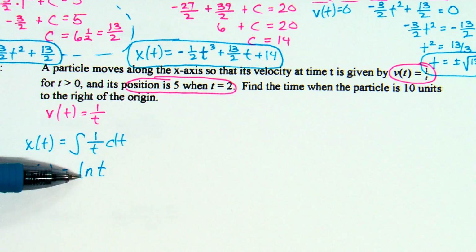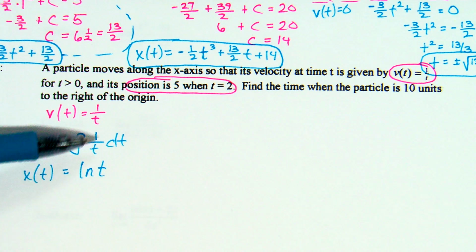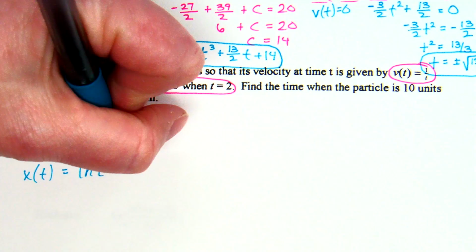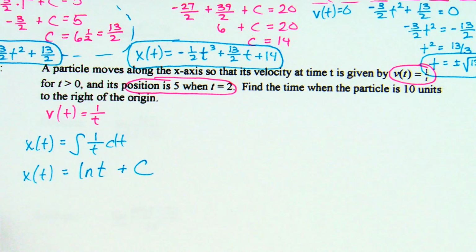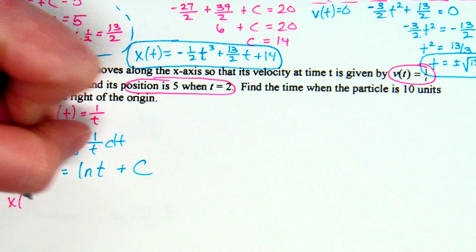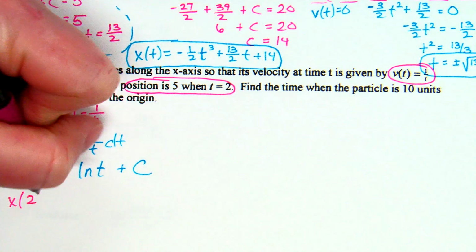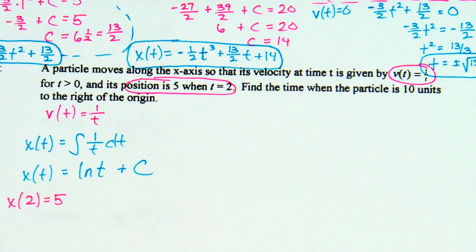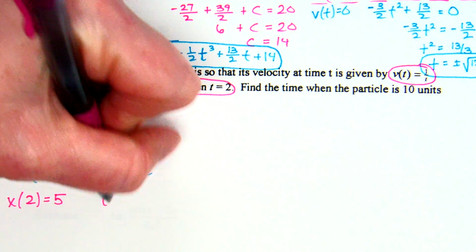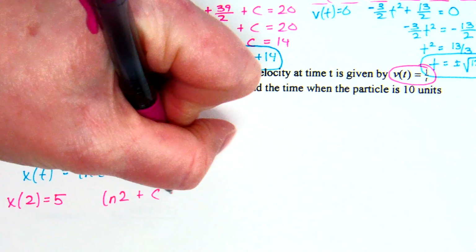You should know the derivative of natural log of t is 1 over t. So the integral of 1 over t is natural log of t. And of course, I didn't write it on there yet. Plus c. What are we provided? The position is 5 when t equals 2. So in order to find that c, plug your information in. So natural log of 2 plus c equals 5.